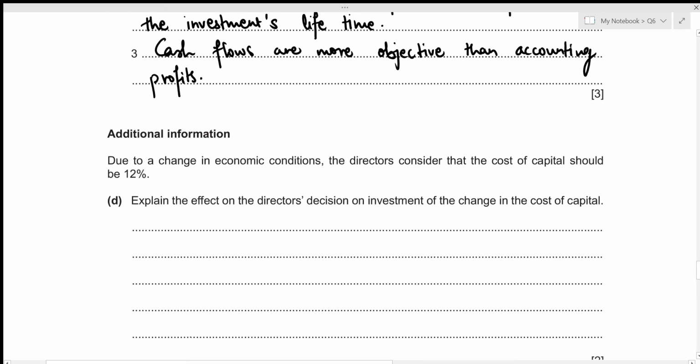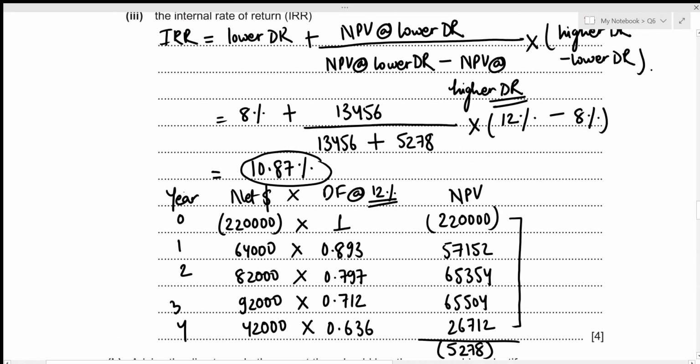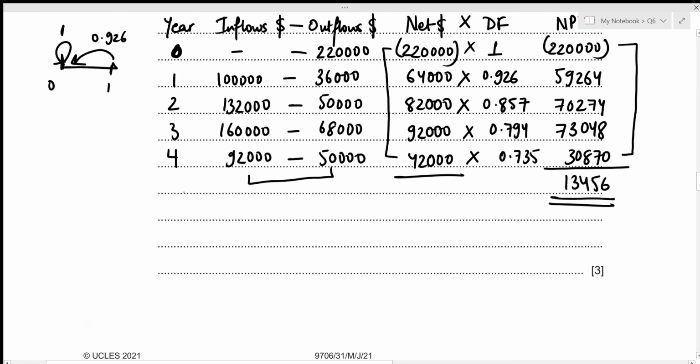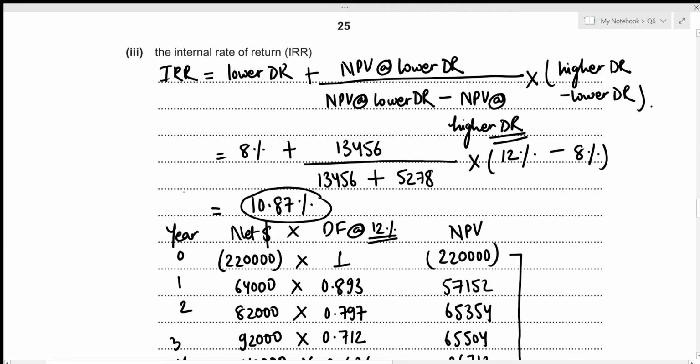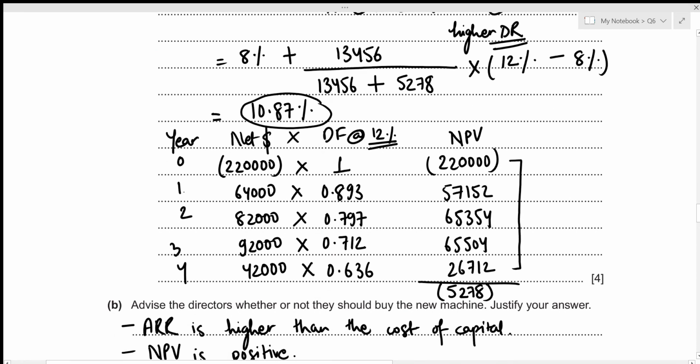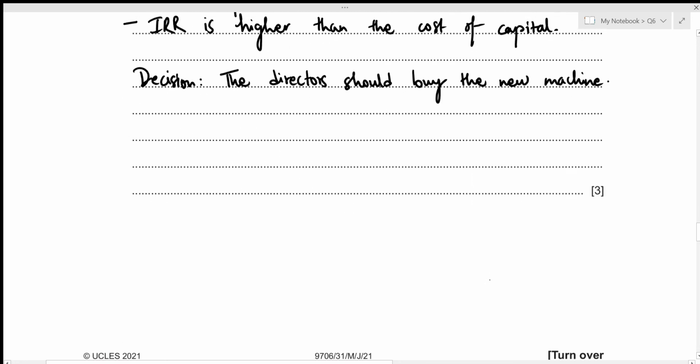We are given additional information. Due to a change in economic conditions, the directors consider that the cost of capital should be 12%. Now we need to explain the effect on the director's decision on investment of the change in the cost of capital. So we can see that when there was the cost of capital of 8%, the net present value was 13,456. But if we change our cost of capital to 12%, then that gets us the net present value of a negative amount, 5,278. So let's write it down.